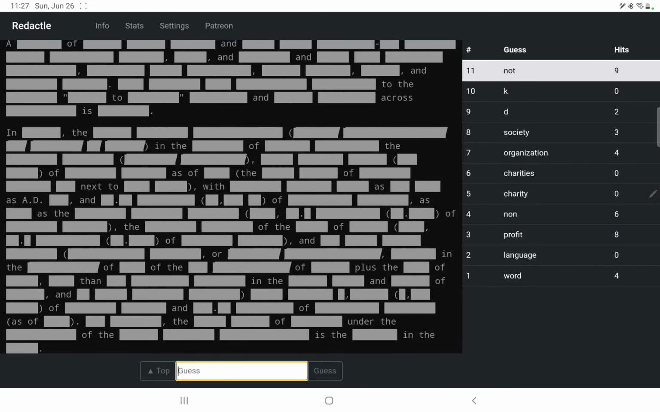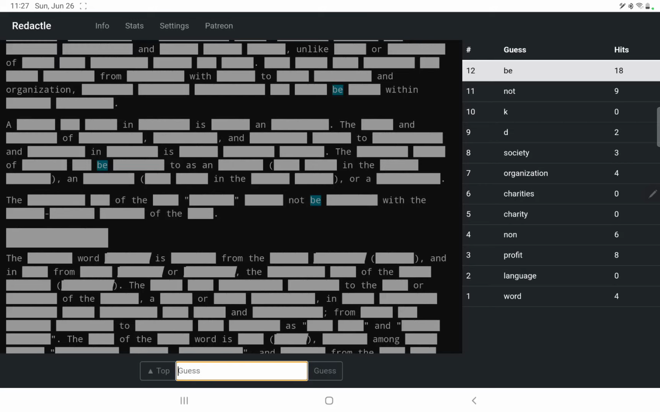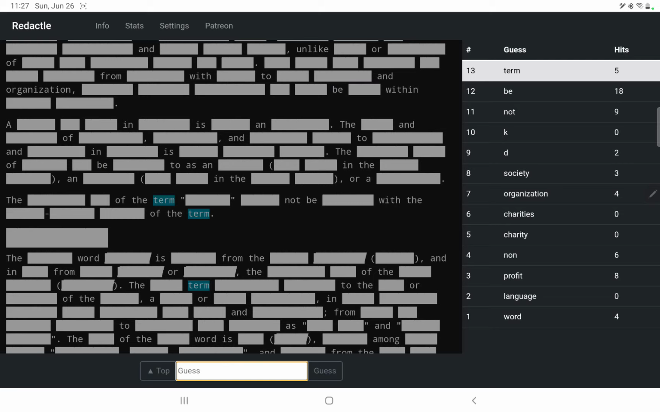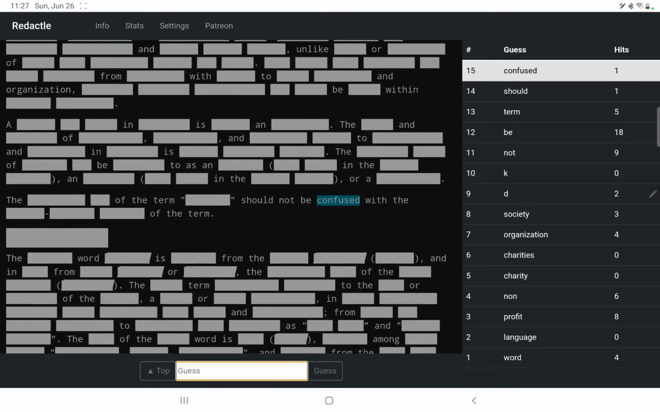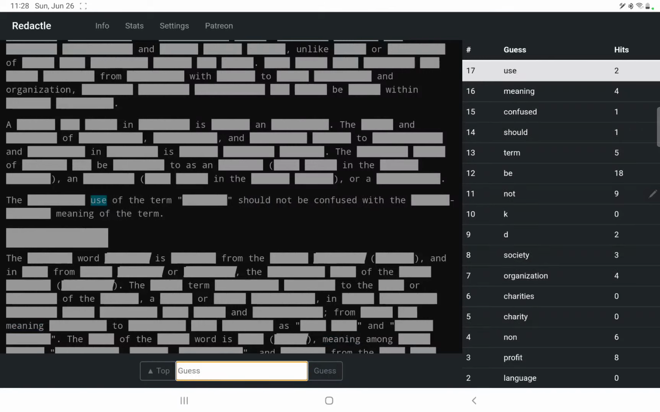Let's try not. I don't think it's going to be there, but we will have some nots. Not be. Okay. Let's try term. Yeah, of the term something. Oh, should not be confused. Aha. With the something meaning of the term? Yes, yeah, so with the something something hyphenated word. Use of the term?